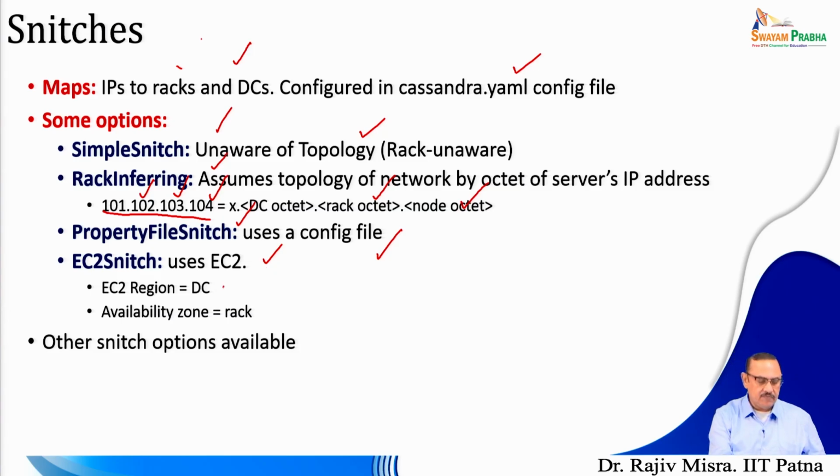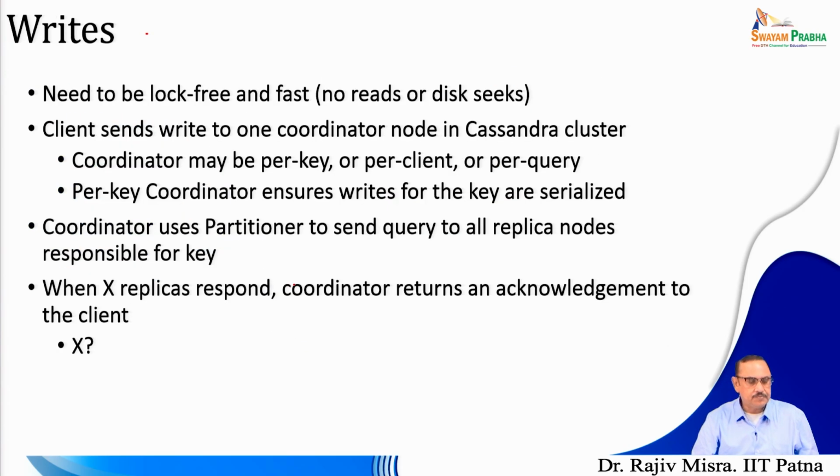So, it consists of EC2 regions, that is nothing but the data center, and the availability zone within that particular data center, that is the rack. So, if it is an EC2 snitch, then also you will know that in a particular cloud, that is AWS, in which region your data is going to be stored using that snitch, and in that data center which particular rack will be used to store your data. Data location is going to be understood in this way.